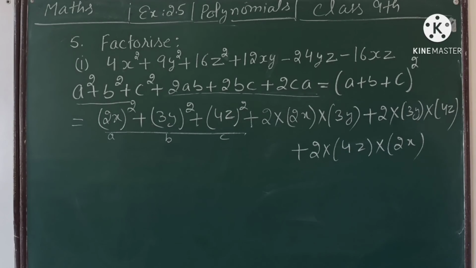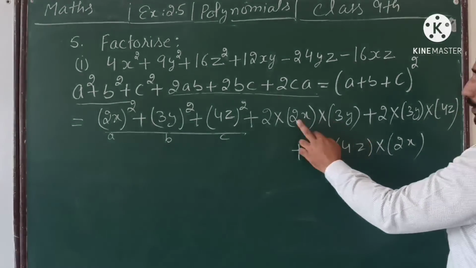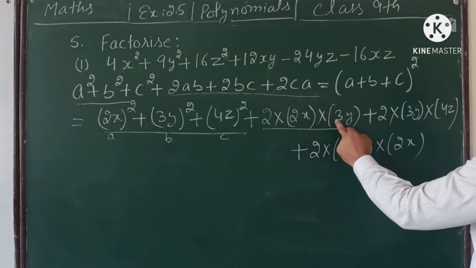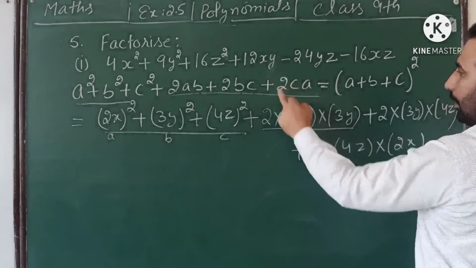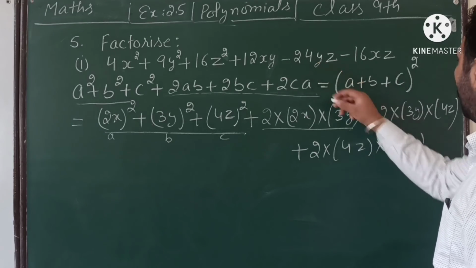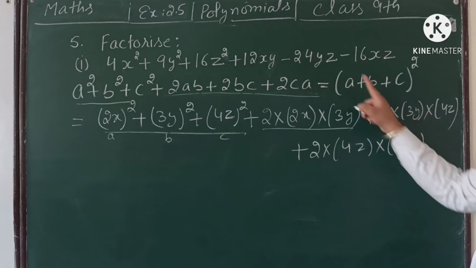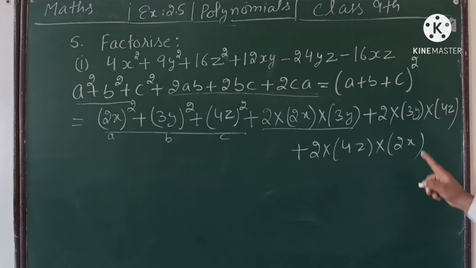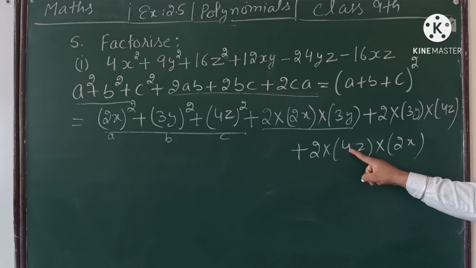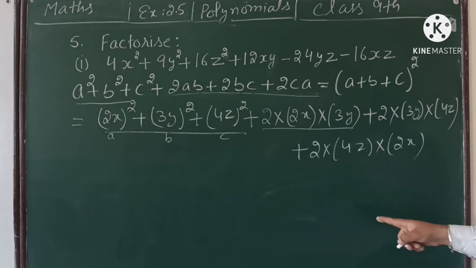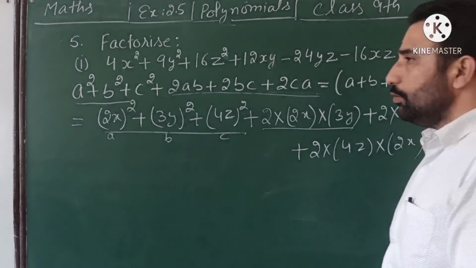Okay. Now we will check this term. How can we check? Just multiply these first three. So 2 2 are 4, 4 3 are 12 xy. Okay, this one. Now next one is 2 3 are 6, 6 4 are 24 yz. And the last one, 2 4 are 8, 8 2 are 16 xz. Okay. There is a negative sign, but in our statement there is a positive. So what will we do in this case?